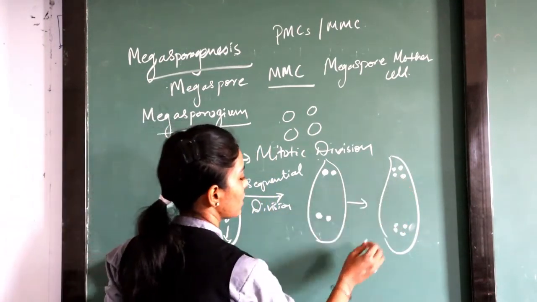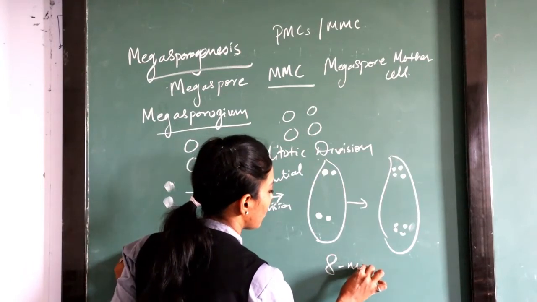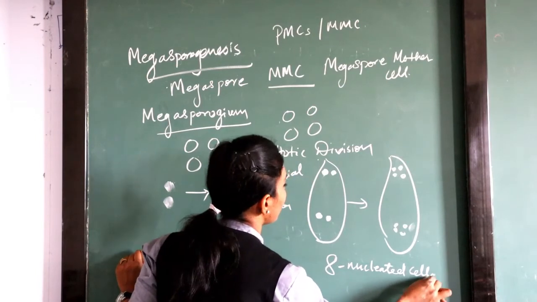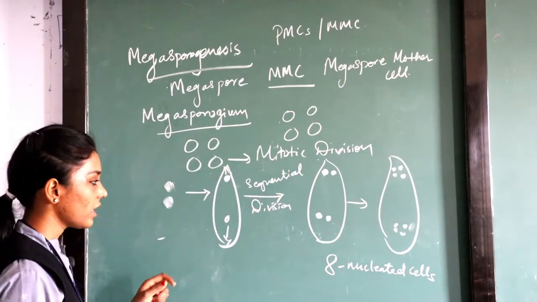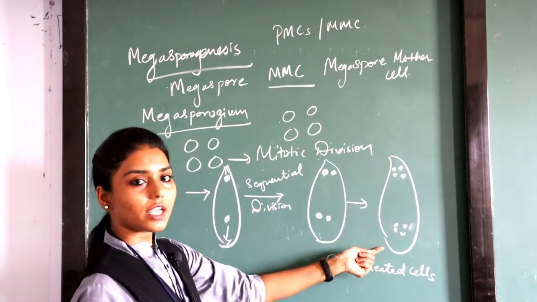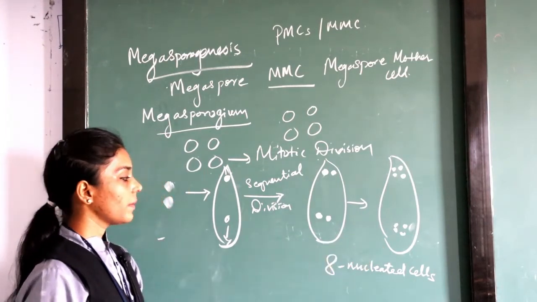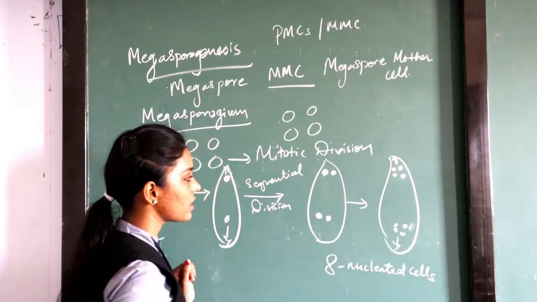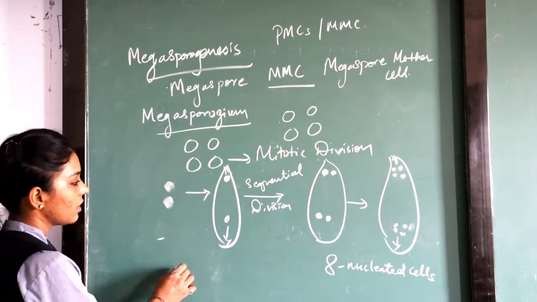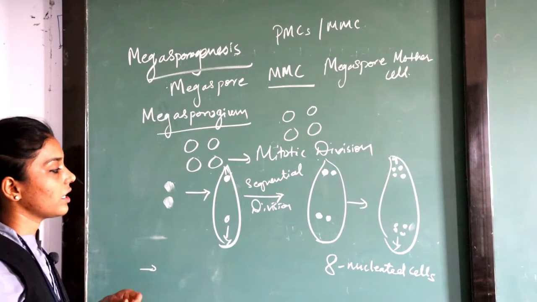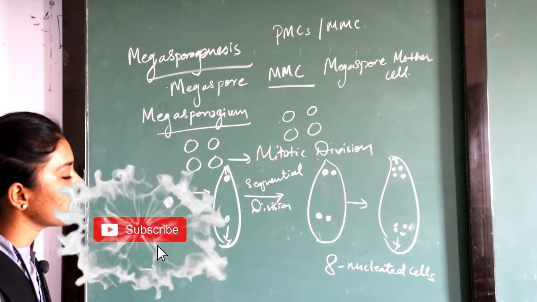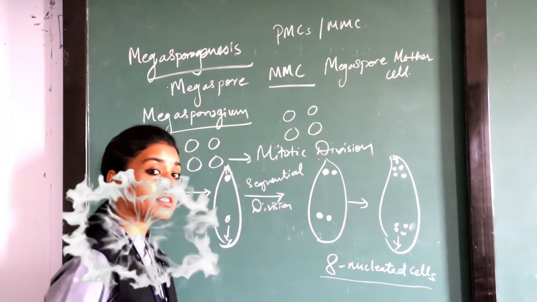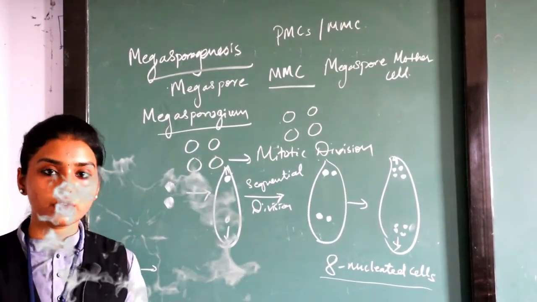At last you can see that 8 nucleated cells are formed. This helps in embryo sac formation. Mitotic division forms 8 new cells. In the next lecture we will see how 8 nucleated cells and 7 nucleated cells are formed. Okay, thank you.